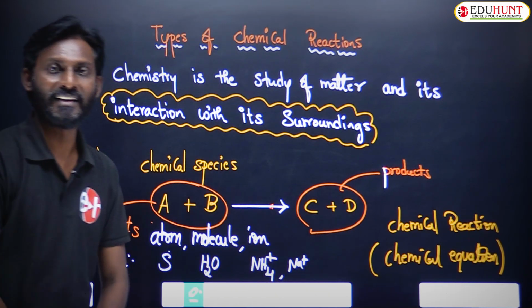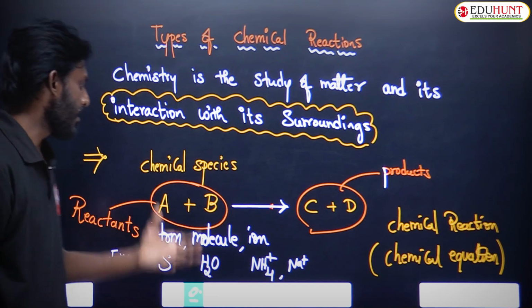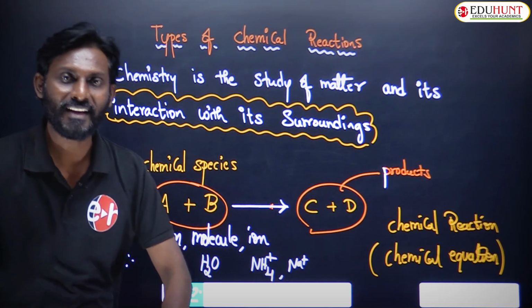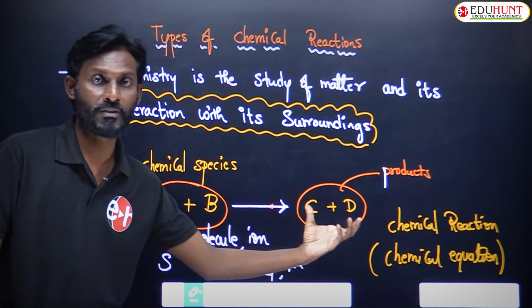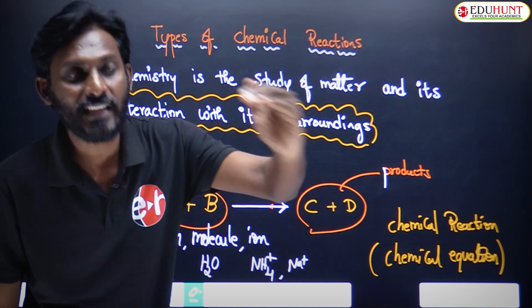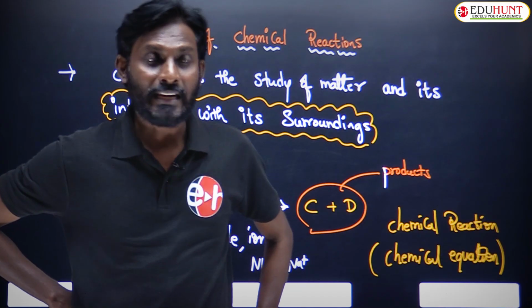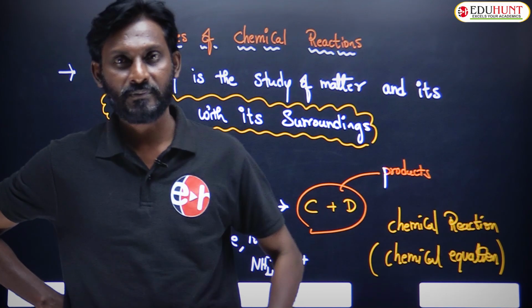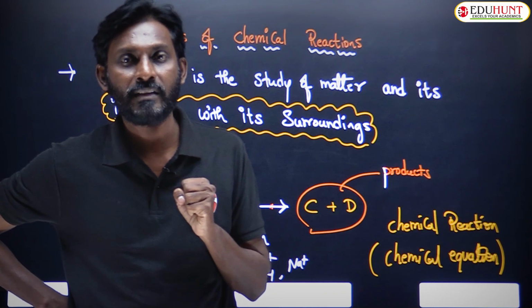Yes. So simply, what happens in a chemical reaction? In a chemical reaction, reactants are converted to products. Simple, na? There are so many chemical reactions happening in our daily life. We can observe them, but we can't observe them at a micro level. The point is, there is a chemical change happening in our daily life.